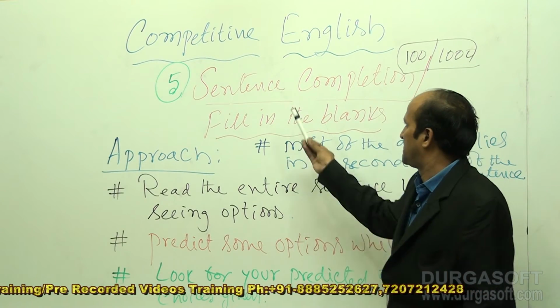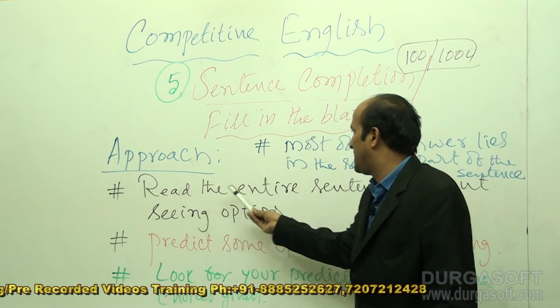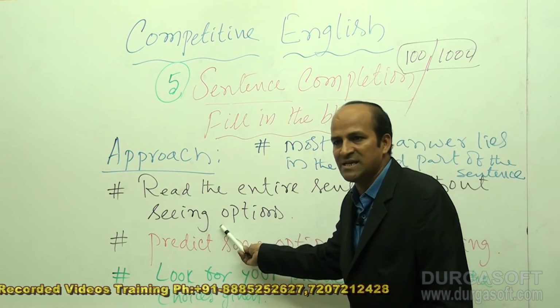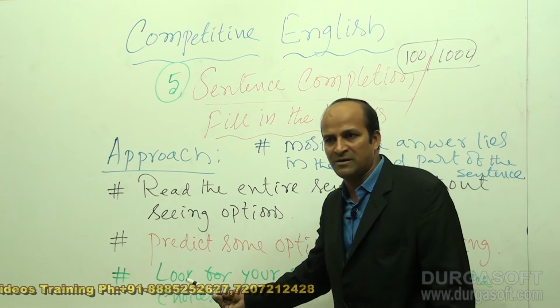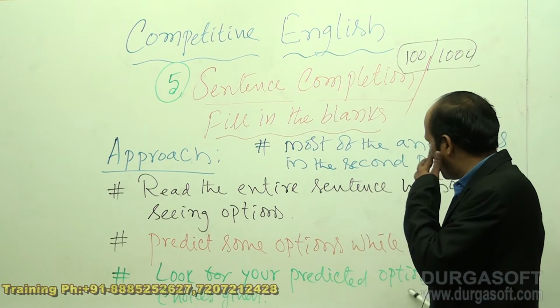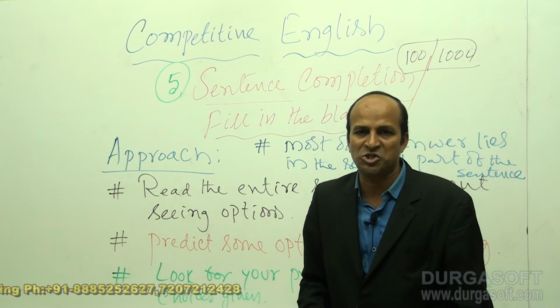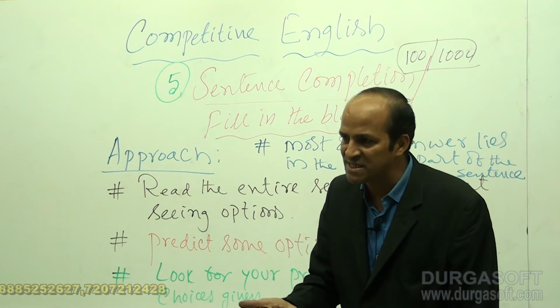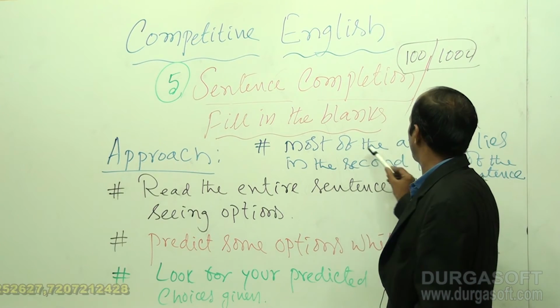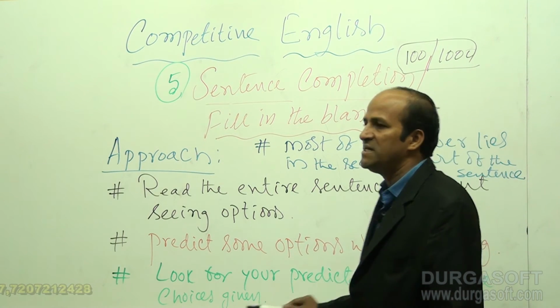As I said, the sentence completion approach should be: first, read the entire sentence without seeing any options. Second, predict some options while reading through the lines. Third, look for your predicted options, whether they are there in the choices given or not. And fourth, always the answer lies in the second part of the sentence. So most of the answer lies in the second part of the sentence.